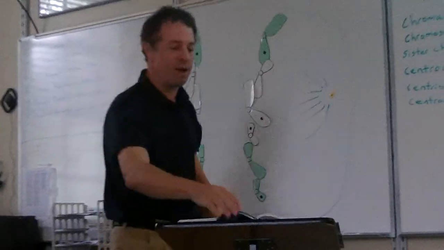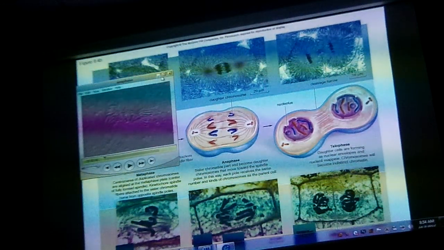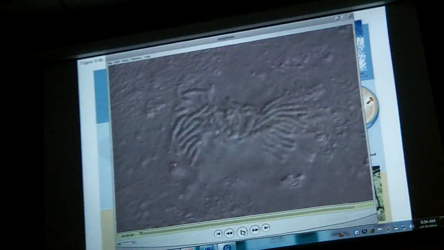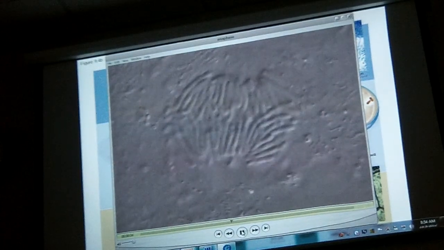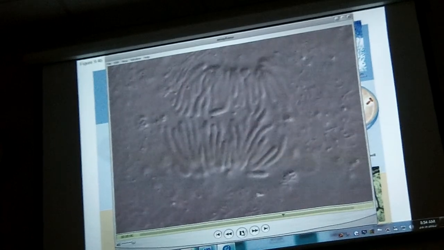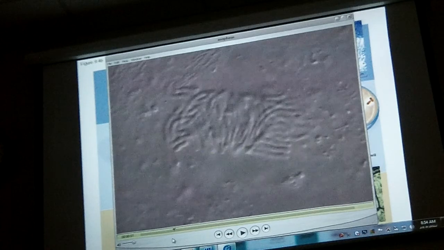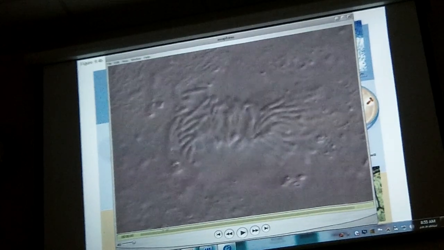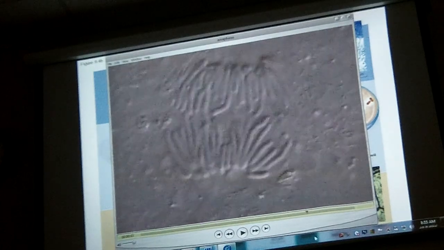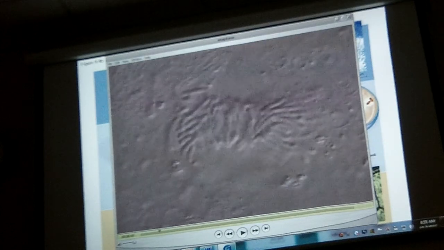Want to see an anaphase video? So here's actual video footage. During anaphase, the chromatids separate and are pulled to opposite poles. Crazy. That really is crazy. That's some good microscope footage, isn't it? That's done with a phase contrast microscope.